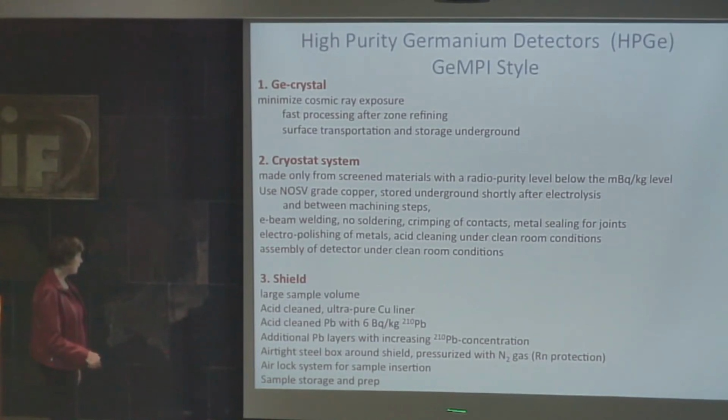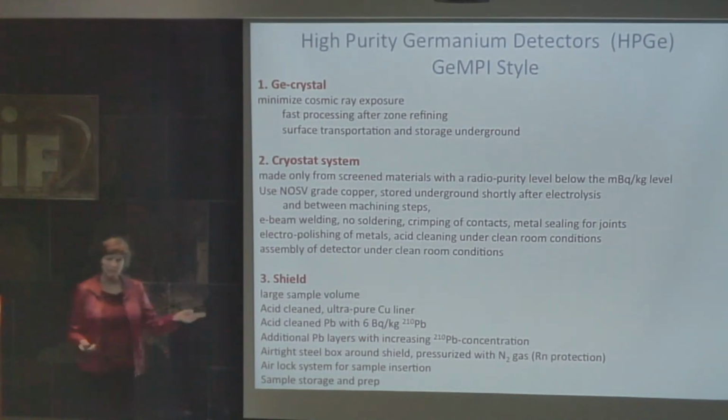And then you do have to put some sort of box, not necessarily steel, around the whole shield, overpressured with nitrogen gas to prevent the two fears of radon: the prompt radon that just gets in there and just has gammas, and the one that might plate out on your shield.